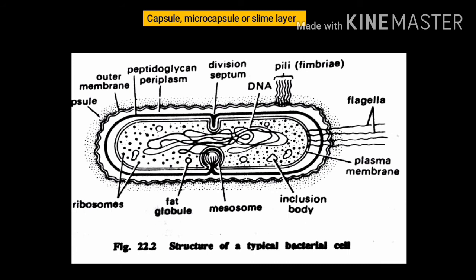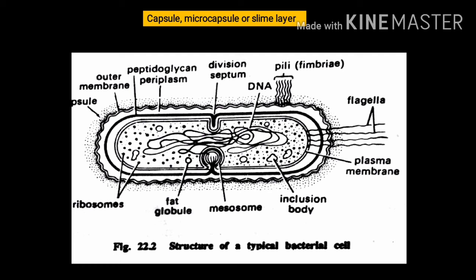First, the capsule, microcapsule or slime layer. Some bacteria secrete a viscous material around the cell surface, particularly pneumococcus and many other forms. When this viscous material is organized into a sharply defined structure, it is called a capsule. When it is so thin, it is called a microcapsule. When the viscous material is present in the form of a loose, undefined secretion, as in Leuconostoc, it is called a slime layer.